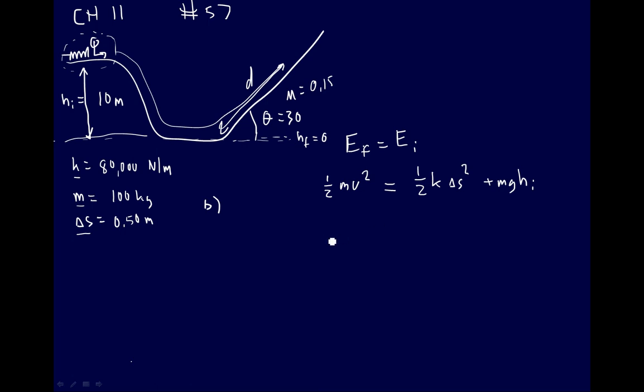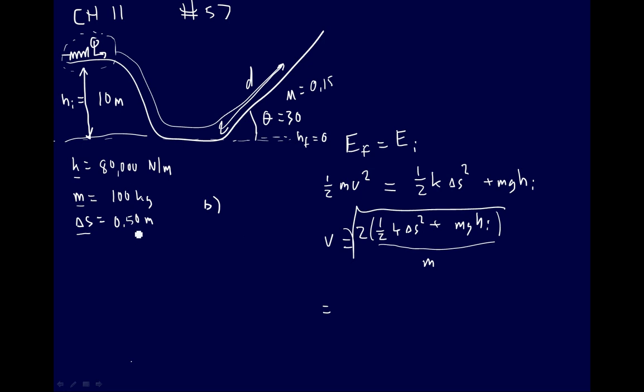What we do here is take this equation, plug in our numbers and solve. It's a little bit of a long one. I'm going to divide both sides by mass, multiply both sides by 2, and then finally take the square root of all this garbage in here. K is 80,000 newtons per meter, delta S is 0.5, and h is 10 meters. After I plug everything in, I got 19.8 meters per second. Again, that's from conservation of mechanical energy.